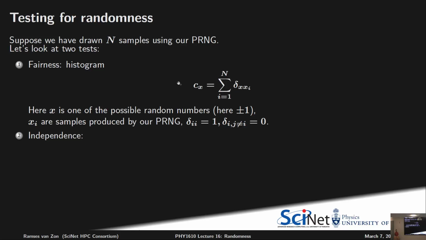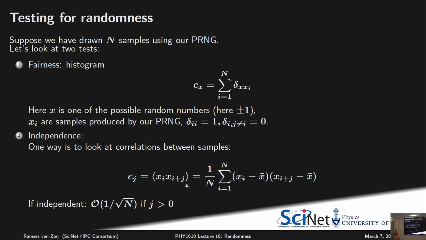And independence I'm going to do by looking at a correlation function. So I'm going to see how the value at i and at i plus j in the sequence, so that's the jth number after it, how they're correlated. I'm just defining that by subtracting the average, which in this case should be 0, but subtract the average of each of the samples. I multiply the ones that are j apart, and then I sum over all of the samples and average that.